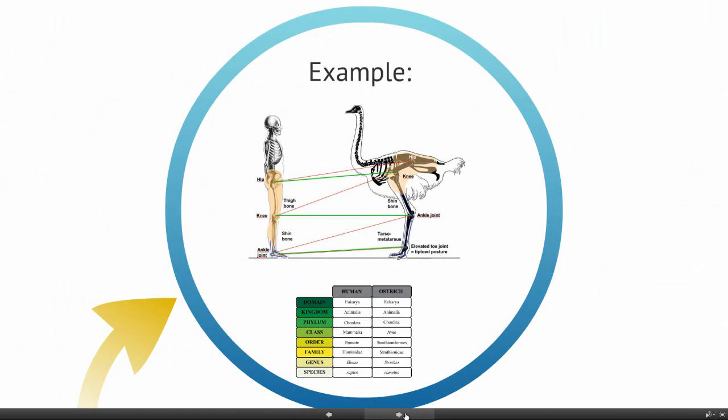So to give you an example of how this classification scheme works, here we've got a human and an ostrich. And obviously humans and ostriches are quite different. But if you look internally, you actually start to see some characteristics that are in common. And it turns out they have almost all the same bones as we do. They're just in a different configuration. And that's an indicator that maybe there's some common ancestor back there.